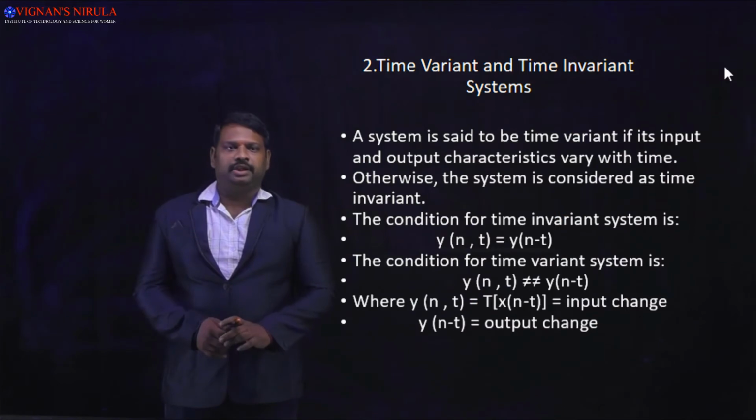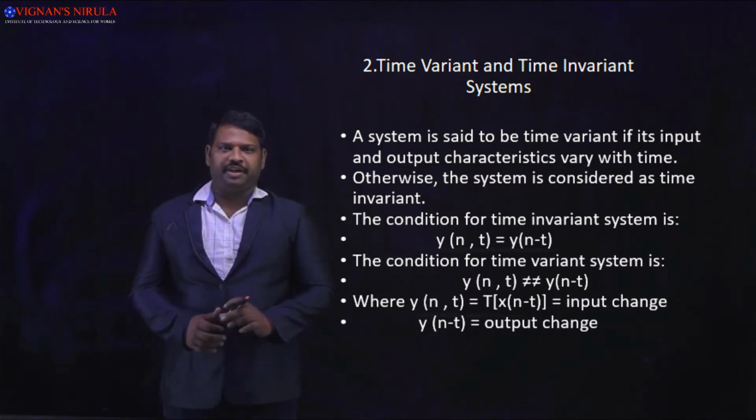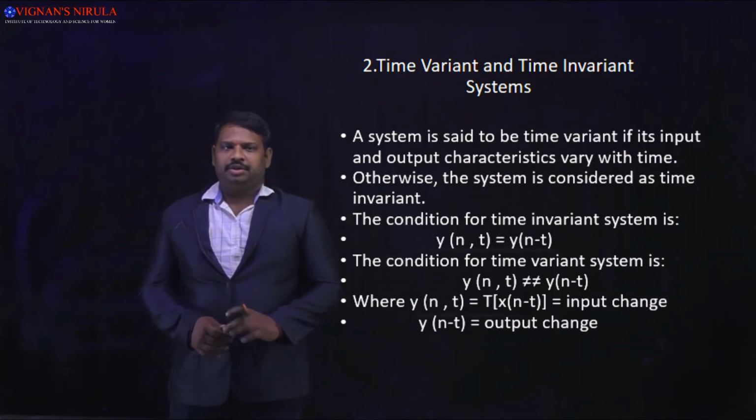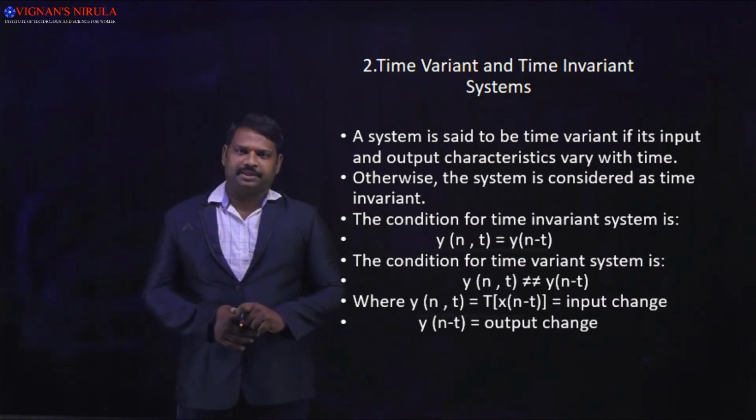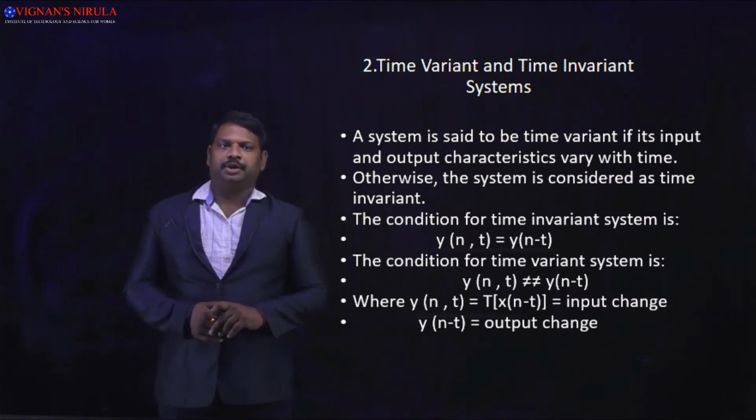The next type of classification is time variant and time invariant. The system is said to be time variant if the input and output characteristics vary with respect to time.